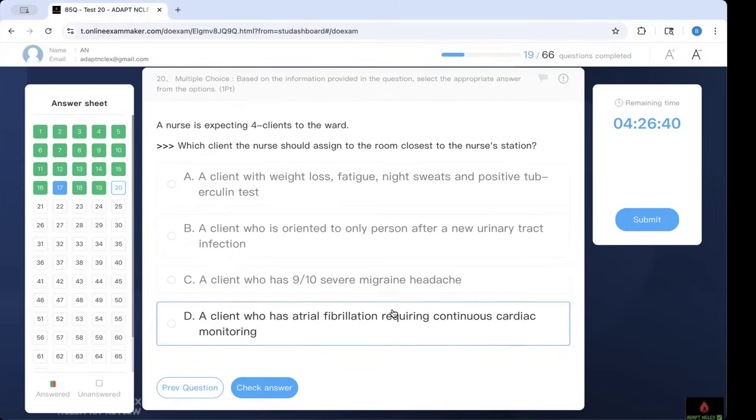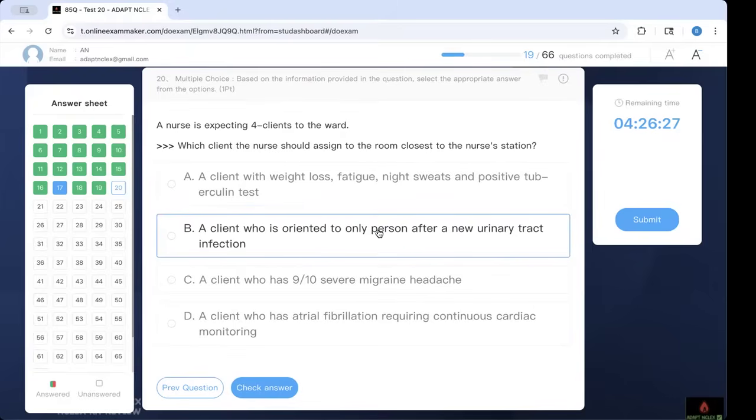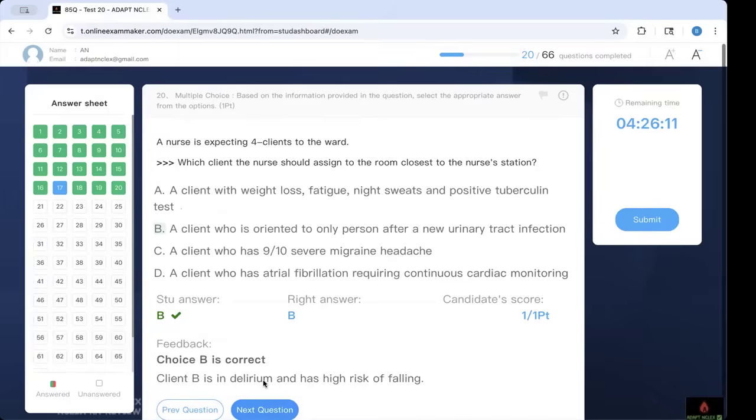What do you think? If you have weight loss, fatigue, night sweats, positive PPD, you don't need to be at the nursing station, right? We don't need to monitor you. A client who is oriented to person only, with UTI, sepsis, is going to get up and then go everywhere. We need to monitor you. A client who has severe headache does not need to be near the nursing station. A client who has AFib requiring continuous cardiac monitoring does not need to be at the nursing station.